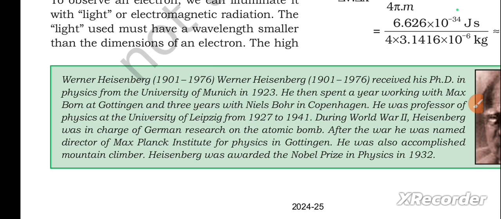During World War II, Heisenberg was in charge of German research on the atomic bomb. After the war, he was named director of the Max Planck Institute for Physics in Göttingen. He was also an accomplished mountain climber. Heisenberg was awarded the Nobel Prize in Physics in 1932.